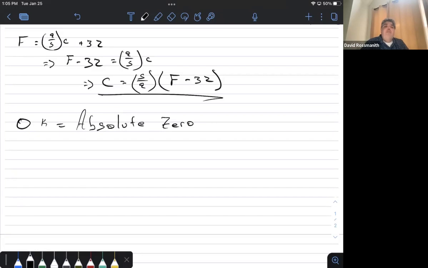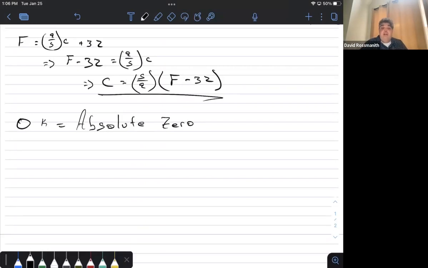And then how big should each unit of Kelvin be? Like a Fahrenheit unit, 1 degree of Fahrenheit is whatever it is. 1 degree of Celsius is whatever it is. So how big should a unit of Kelvin be? And he said, well, look, Celsius is already working pretty well. So let me just use the size of a degree Celsius as the size of a Kelvin. And so that's what he did.